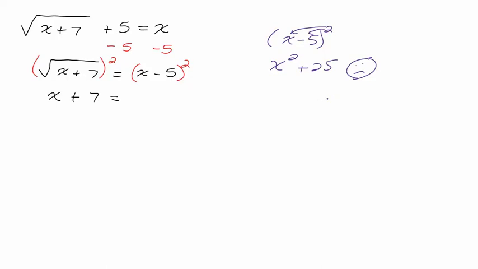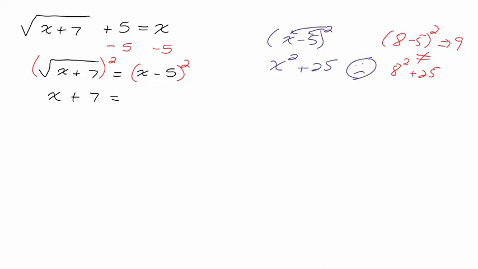Well, we could show why it's not correct by putting in a number. What if we put the number 8 in there? 8 minus 5 squared. Is that the same as 8 squared plus 25? Well, 8 minus 5 is 3. Squared would give you 9. That's certainly not 8 squared plus 25. That's way more than 9. These two things are not equivalent.